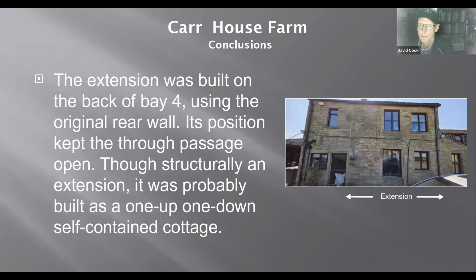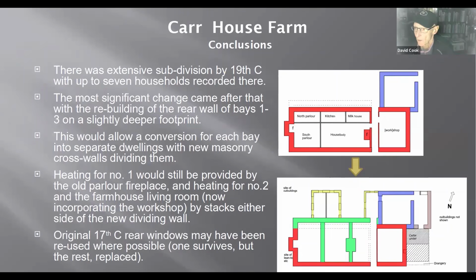So I think the extension was built on the back of Bay 4 using the original rear wall position. It kept the through passage open, which is where the porch is now. Though structurally an extension, it was probably built as a one up, one down, self-contained cottage. All these changes come about due to the industrialisation of the area, the 19th century and the need for housing. I say the subdivision of Carr House Farm, we're looking at 6 or 7 dwellings ultimately.